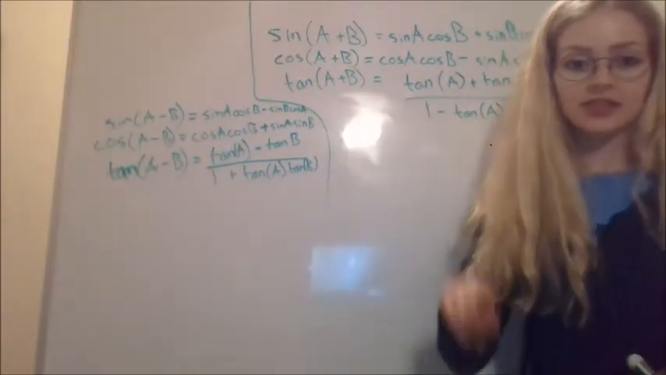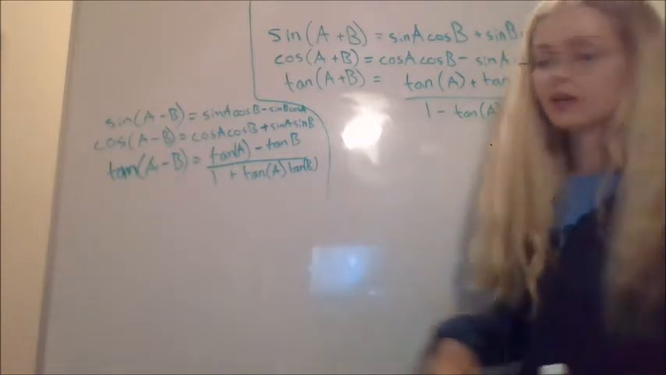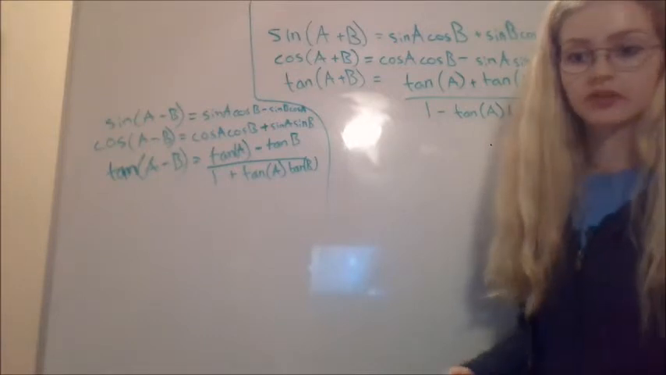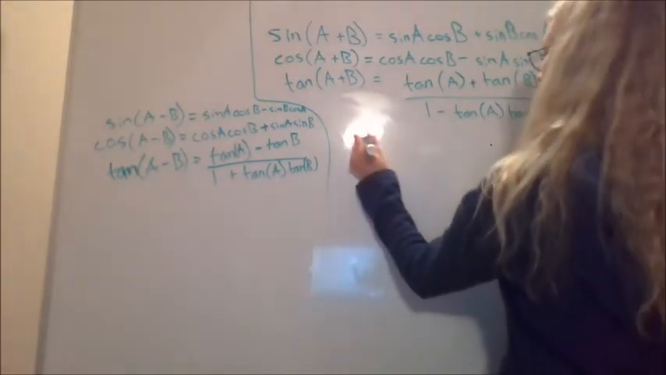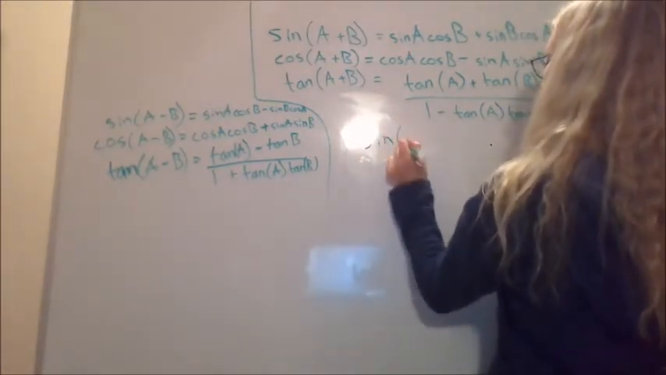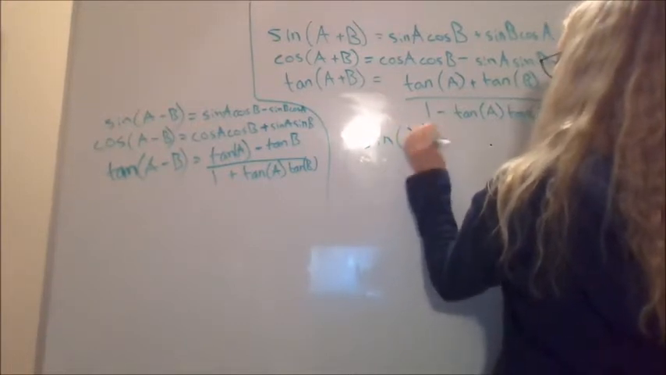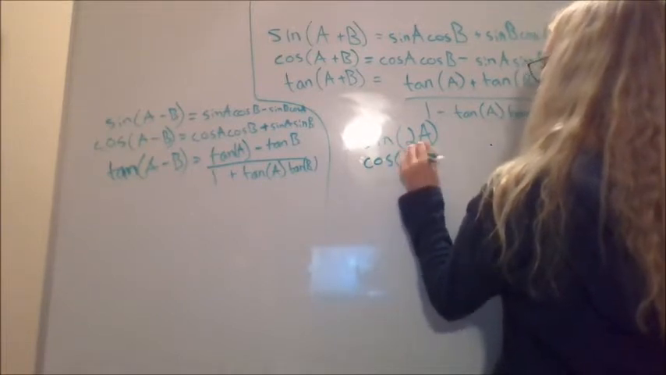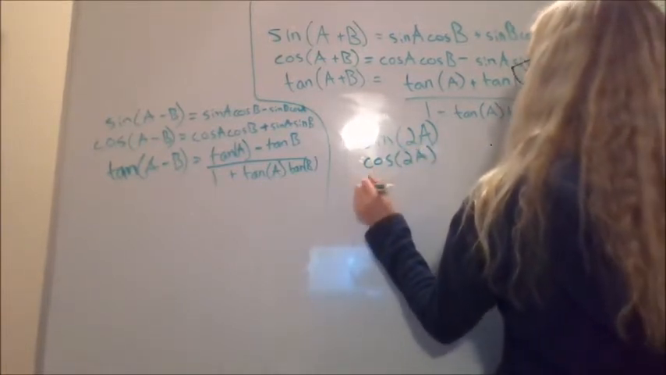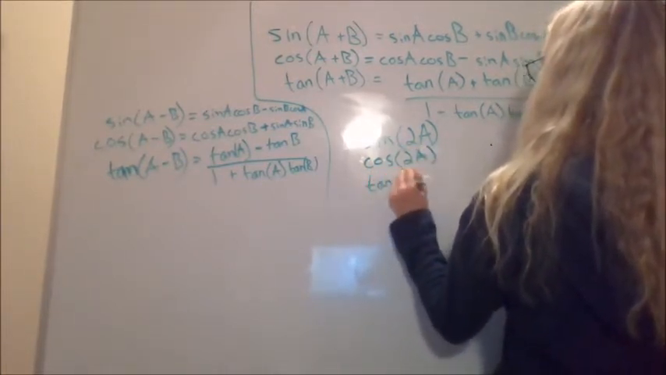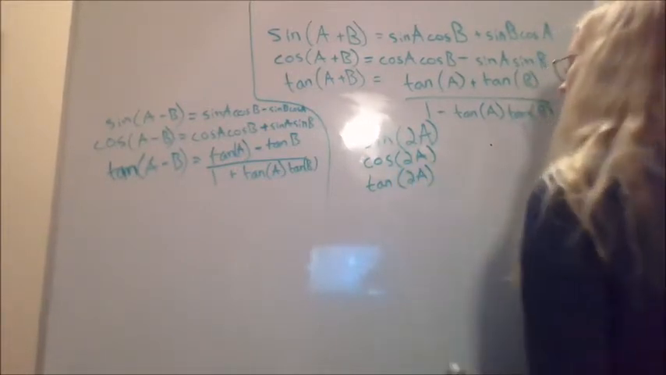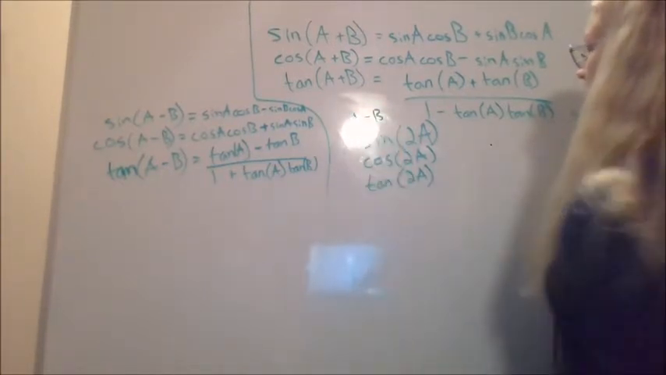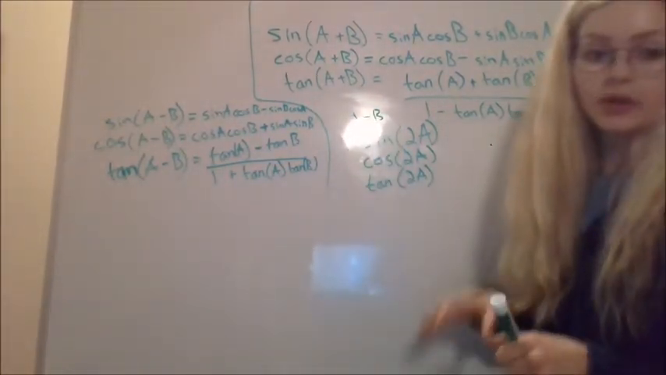One last thing. So let's consider if A were equal to B. So if A were equal to B, we would have even simpler formulas to use. And we could simplify these formulas to sine of 2A, cosine of 2A, and tangent of 2A. So this is only if A equals B. And it's a little bit cool.